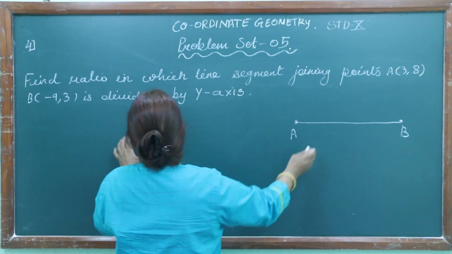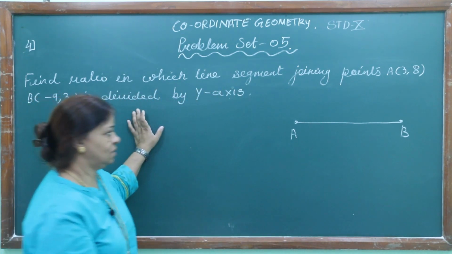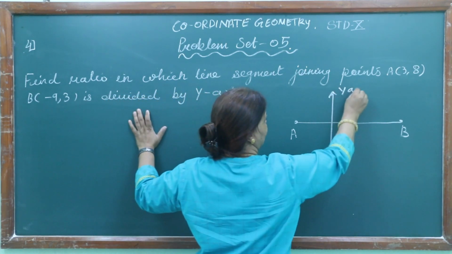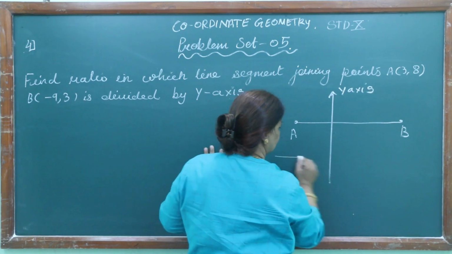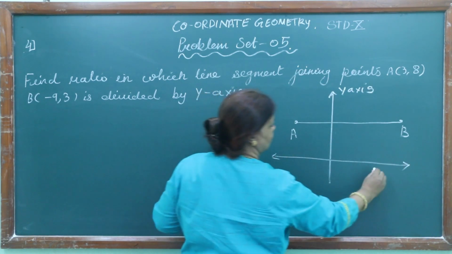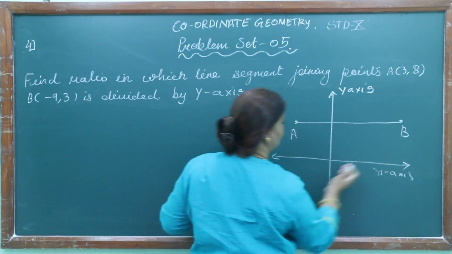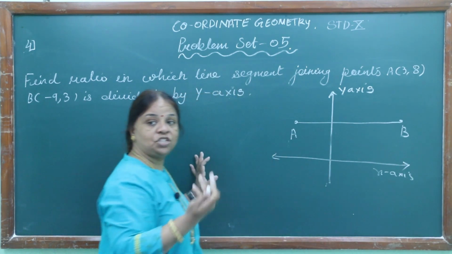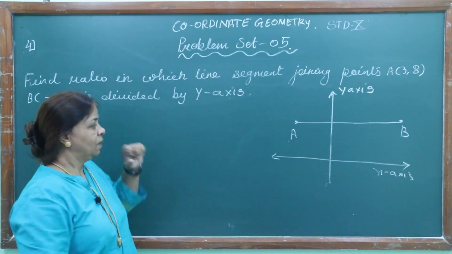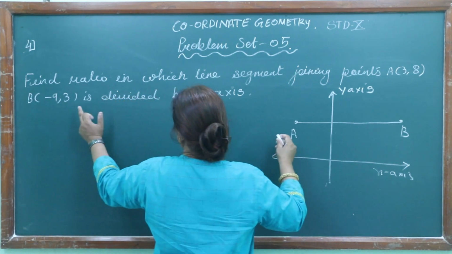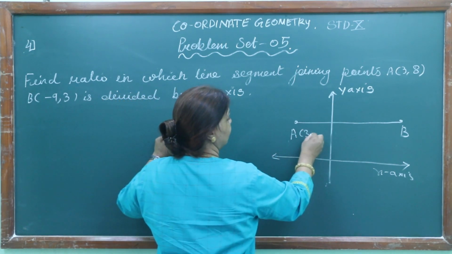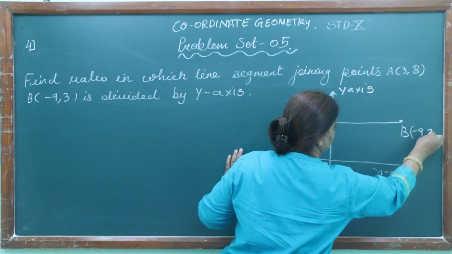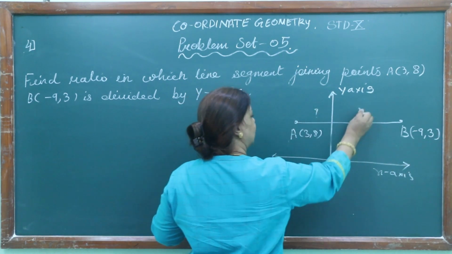So this line segment is divided by the y-axis. Means AB is divided by the y-axis. This is the y-axis and this is the x-axis. So we want to find out in which ratio the y-axis will divide this line AB. Okay. So A coordinate is (3, 8) and B coordinate is (-9, 3), and we need to find out the ratio.